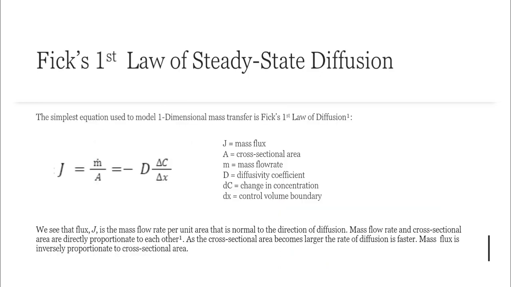The simplest model for diffusion is Fick's first law of steady-state diffusion. Here, mass flux is equal to the mass flow rate per unit area, where the cross-sectional area is normal to the direction of diffusion. Mass flux is also inversely proportional to cross-sectional area.